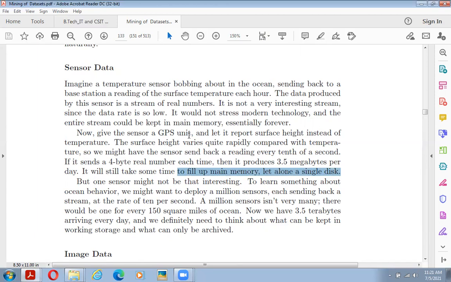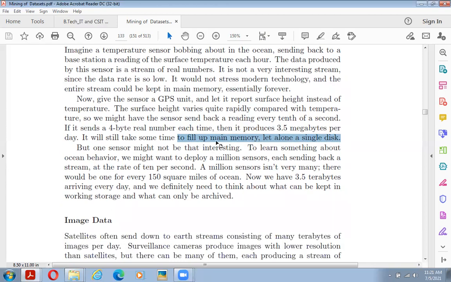It is done when the sensor sends a 4-byte real number each time, and because the surface of the ocean is so big, we get 3.5 megabytes per day, which is impossible for any single system to handle. If we put one sensor, it's very easy to handle, but if you put sensors across the ocean, it is very tough to handle. To learn something about ocean behavior, we need to put a million sensors.